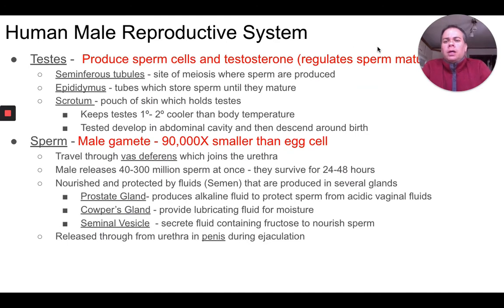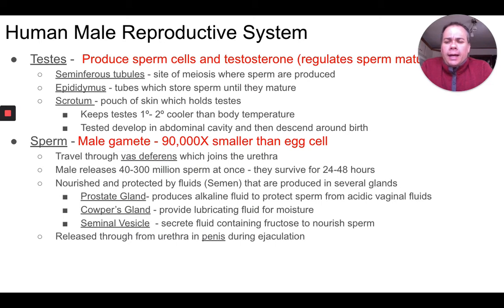There we go. So those sperm cells make their way through the vas deferens, and during one ejaculation, a male can release tens or hundreds of millions of individual sperm cells. They can survive for 24 to 48 hours as they are trying to make their way to the egg cell to fertilize it.